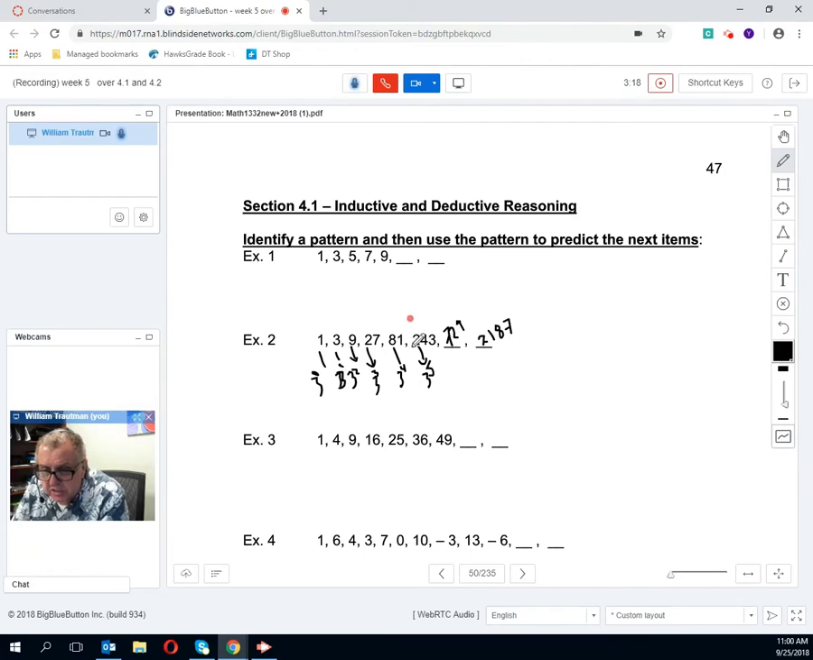This next one's kind of weird too. 4, 9, 16, 25, 36. Do you see the squares? This is 1 squared. This is 2 squared is 4. 3 squared is 9. 4 squared is 16. 5 squared, 5 times 5 is 25. 6 squared, 7 squared, 7 times 7 is 49. So 8 squared, 8 times 8 is 64. And 9 squared, 9 times 9 is 81.